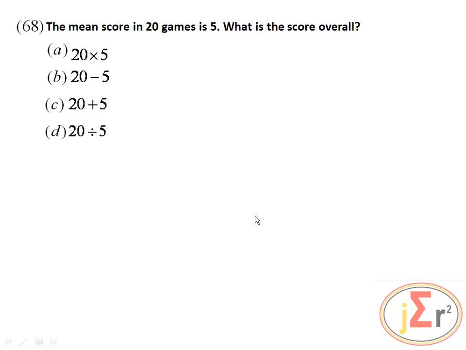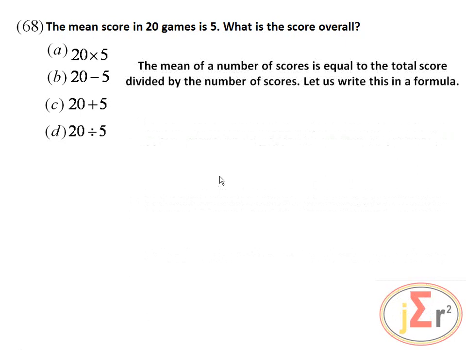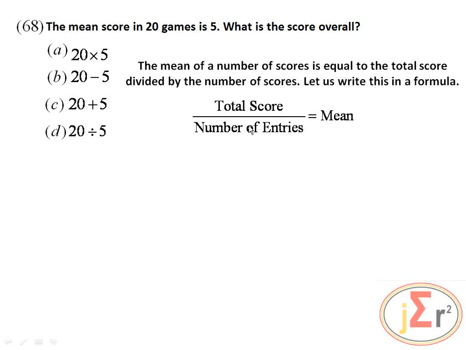The mean score in 20 games is 5. What is the score overall? The mean of a number of scores is equal to the total score divided by the number of scores. So let us write this in a formula. The total score over the number of entries is equal to the mean. Now, it says the mean is 5. So where we see the mean, we are going to put 5 right there. And the number of entries, since we have 20 games, is 20. And what does the total score mean?